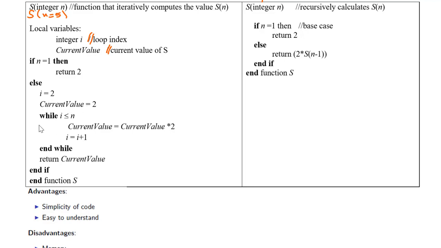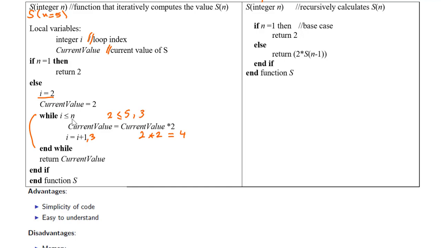So here we have a while loop. While I less than, so we start with I equal 2. So when I is less than or equal to 5, so I is 2, 2 is less than or equal to 5, yes. Then current value becomes current value times 2. So the current value we start with is 2, so 2 times 2, which is going to give me 4. And then I becomes I plus 1. So I, which we started with 2, is going to become 3 now. And I'm still in this loop.